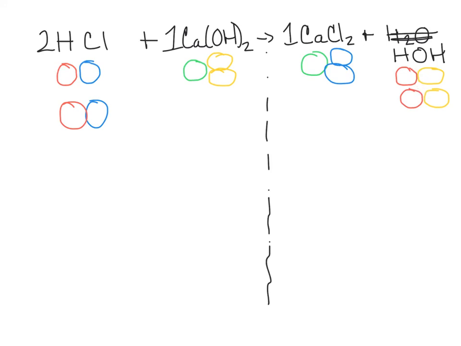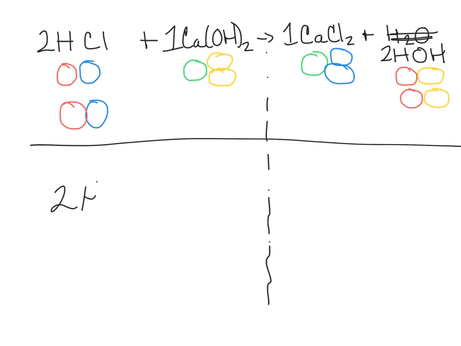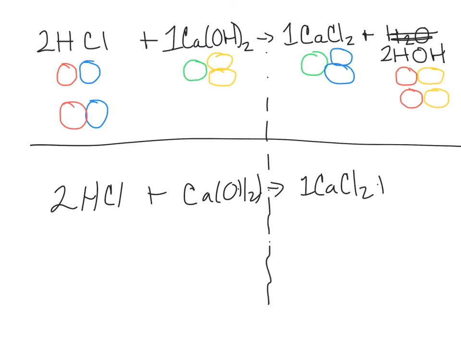And notice that whether I did it this way visually or the counting way we did just before, they both tell us that my balanced chemical equation is 2 HCl plus 1 CaOH2 will yield 1 CaCl2 and 2 H2O.